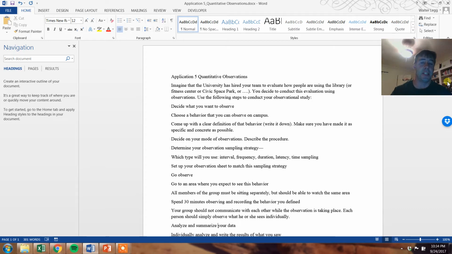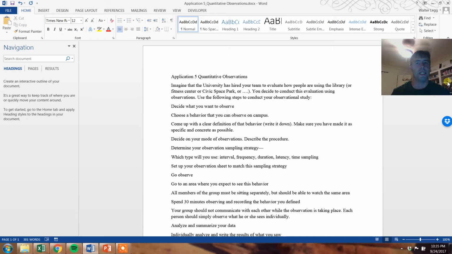Okay, you decide to conduct this evaluation using observations. Here's what you're going to do. What are you observing? Is it the number of people using the fitness equipment? Is it the duration of people using fitness equipment? Is it the time between someone checking in at the front of the fitness center, which would be a cue to behavior, getting on an exercise bike?